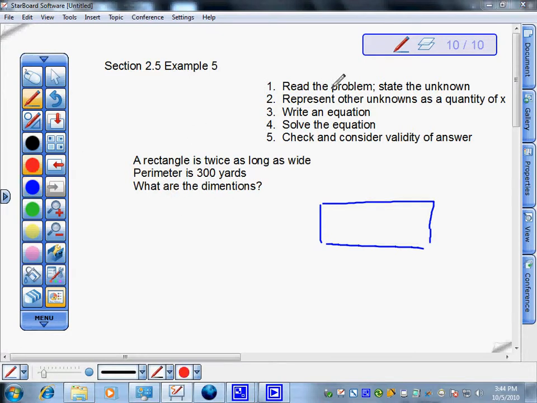Let's talk about writing the unknown. What are the dimensions? Well, I've got a length and a width. The width could be our unknown, and if our width becomes x, then its length is what? Twice as long. So instead of writing w, we could just write twice as long, which is 2x. Don't put x plus 2 here; that would just be 2 yards longer. In this case, we're talking about something that's twice as long, so it's 2 times as much.